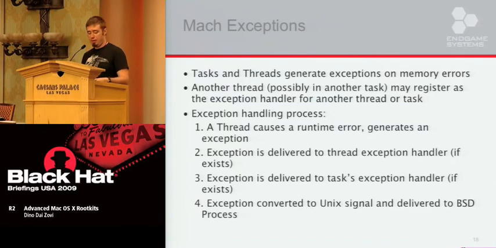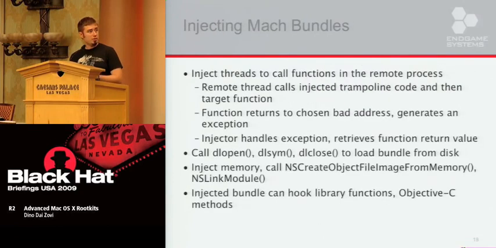But basically, what we're going to do is use this to catch the return value of that function. So we set our injector as the exception handler, and we inject a thread, say call function foo. And when it returns from foo, it's going to crash at a known address that we look for. And we say, oh, it crashed. Okay, so that means the return value is in EAX. Boom, pull it out. And so now we have a little primitive that we can use to call arbitrary functions in a remote address space and collect the return value. It's kind of cool. So now we can use this to build the tools to inject a full compiled bundle.